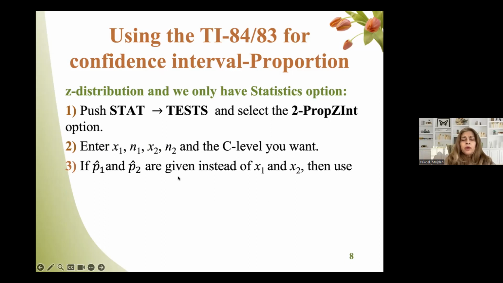Sometimes, instead of giving you x1 and x2 in the statistics, I give you P1 hat and P2 hat. But when you go to your calculator, you need to know what your x1 and x2 are. How do you find x1 and x2 when I give you P1 hat, n1, P2 hat, and n2? We know that P1 hat is x1 over n1. If I put an imaginary 1 under P1 hat and cross multiply, I get x1 is equal to P1 hat times n1.